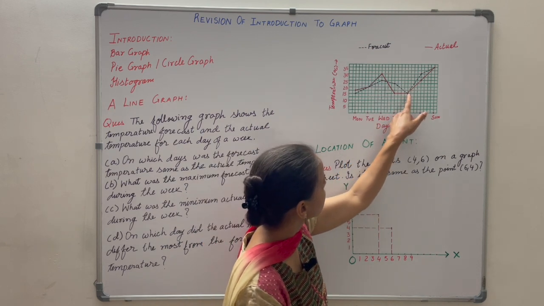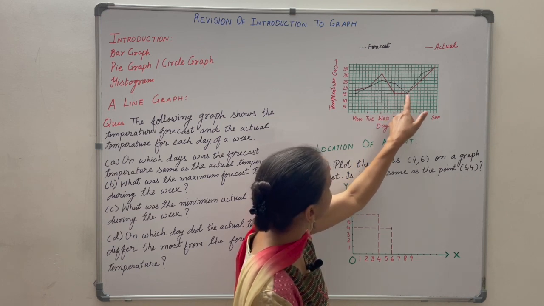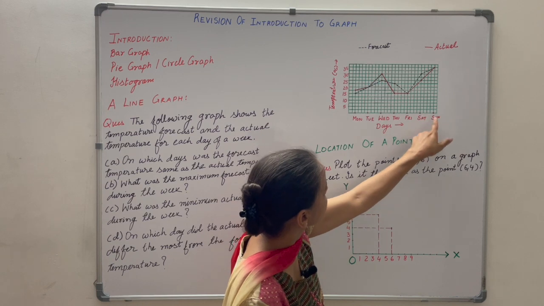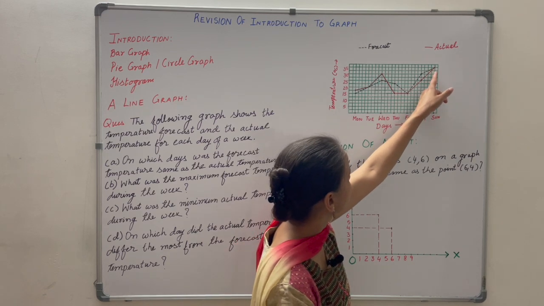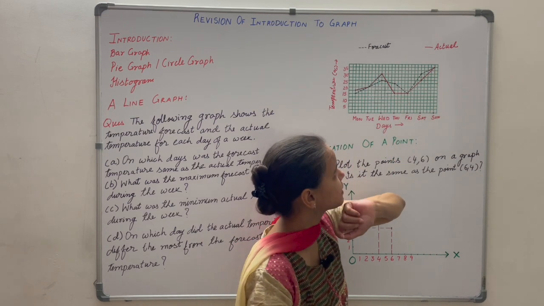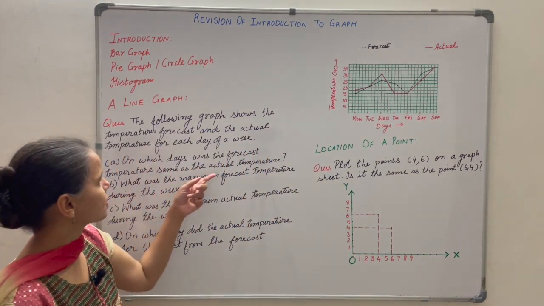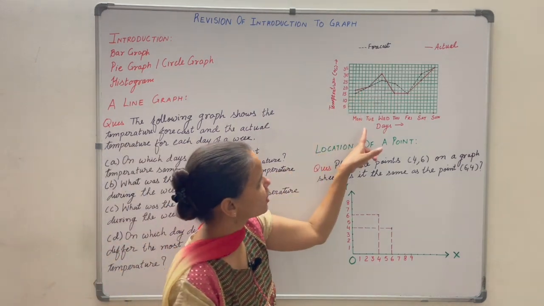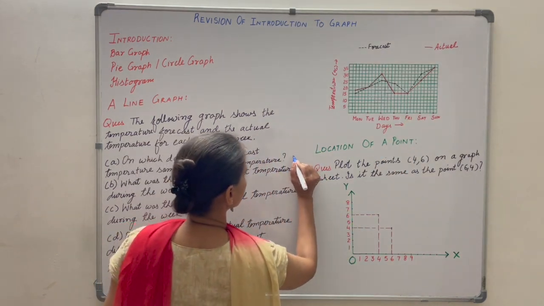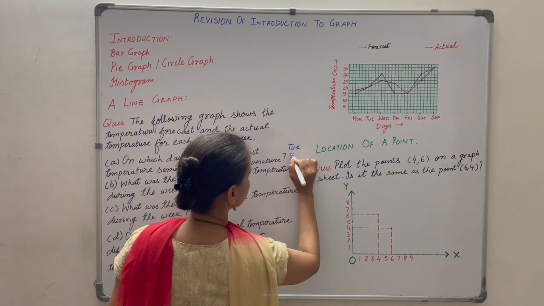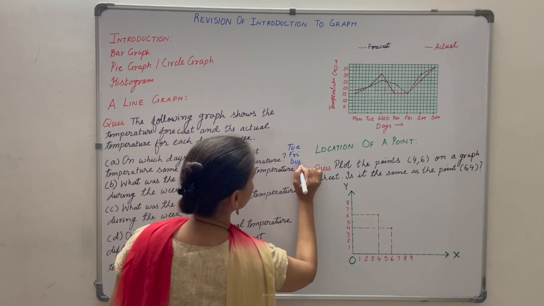Then you can see on Friday it is again coinciding, which is 15 degrees centigrade temperature for both actual temperature and forecast temperature. And then on Sunday it is 35 degrees centigrade. Both the graphs are coinciding, so both are having 35 degrees centigrade temperature. So on which all days is the forecast temperature same as the actual temperature? It is Tuesday, Friday and Sunday. So let us write down Tuesday, Friday and Sunday.